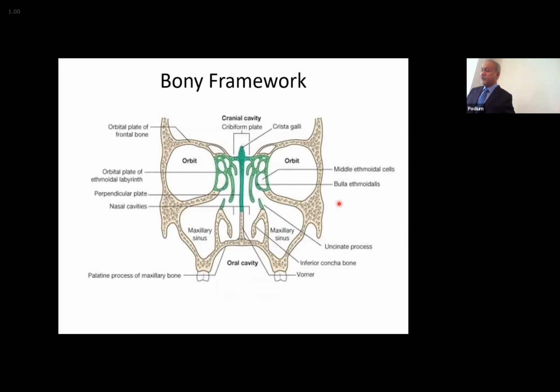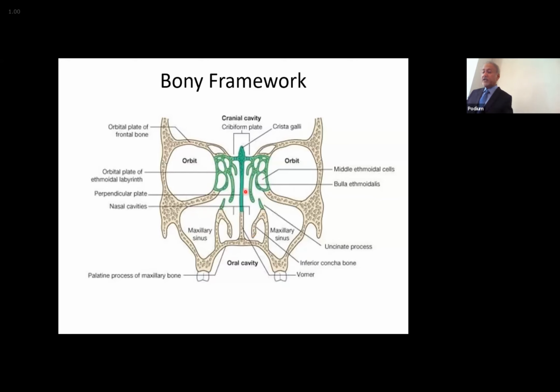This is a very nice line drawing which is showing us the different bones which are forming the different walls of the nasal cavity. Now the green is the ethmoid bone. You can see the crista galli, the cribriform plate, which is the passage for the olfactory nerve fibers. On either side we have the body of the ethmoid having these ethmoidal air cells, which are anterior, middle and posterior ethmoidal air cells. Then we have the superior and middle concha, while the inferior concha is a separate bone itself.